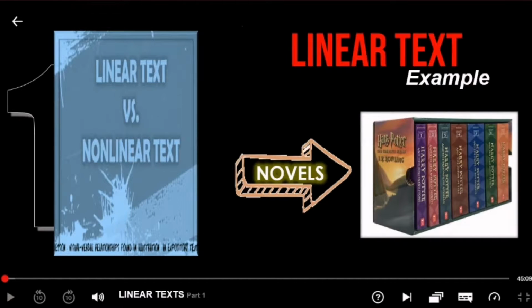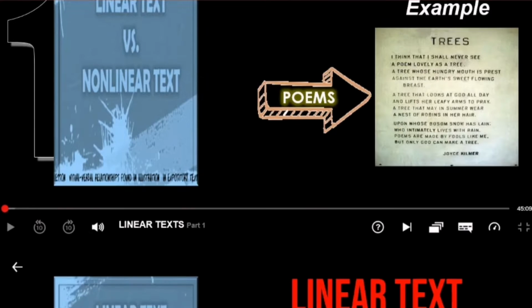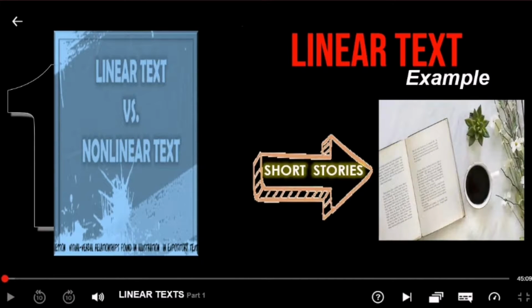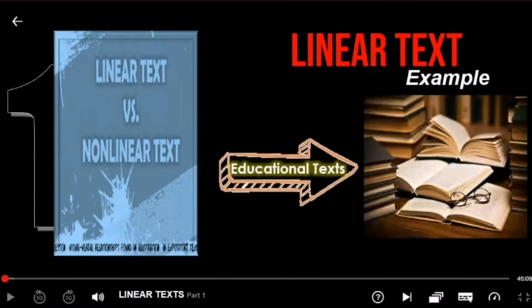And here are the examples of linear text. First, we have novels. Next, we also have poems, followed by short stories. We also have letters. And last but not the least, we have educational text.